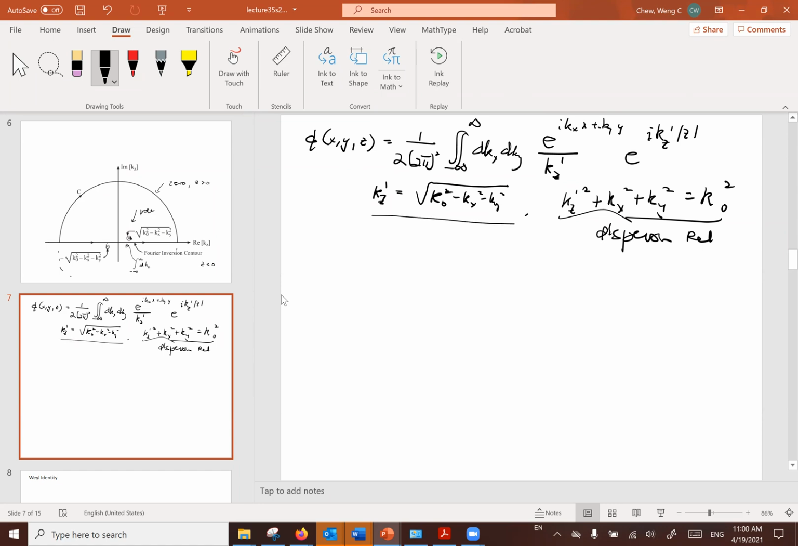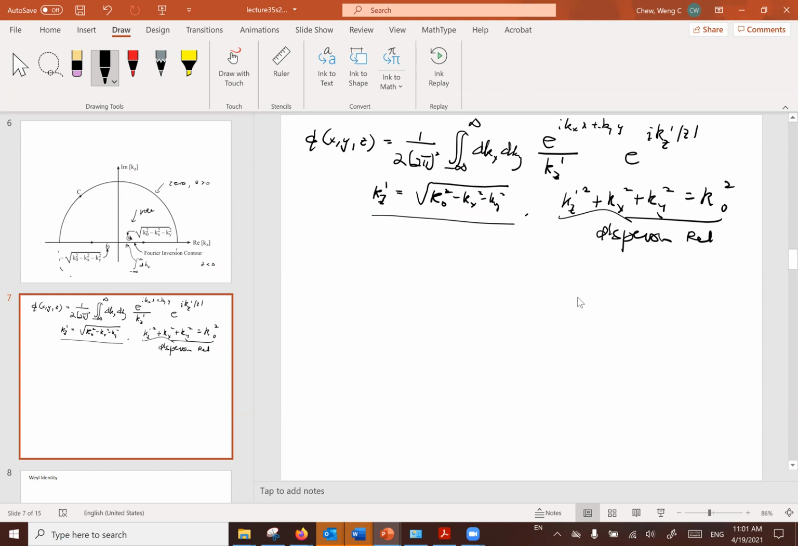So what you see is that you're integrating over all possible values of kx and ky. If kx squared plus ky squared is large enough, then kz prime can become imaginary and you will have an evanescent wave. However, if the sum of these two terms is smaller than k naught squared, then this is a propagating plane wave. So it has a spectrum of propagating as well as evanescent waves. This is an important thing that you can go back and contemplate on.